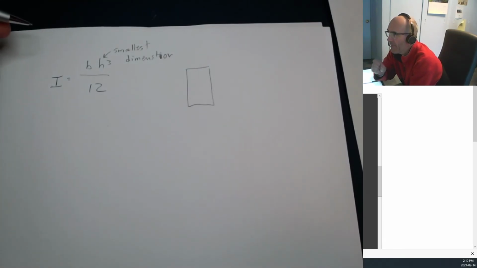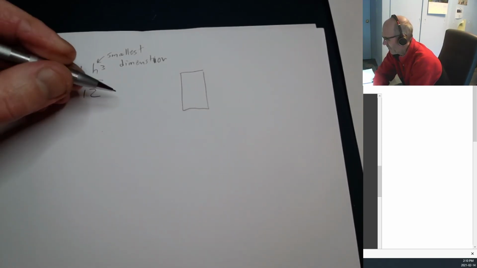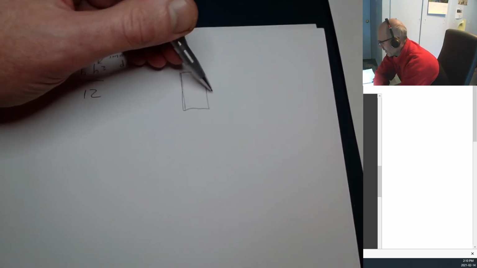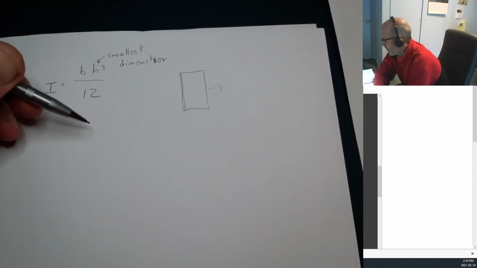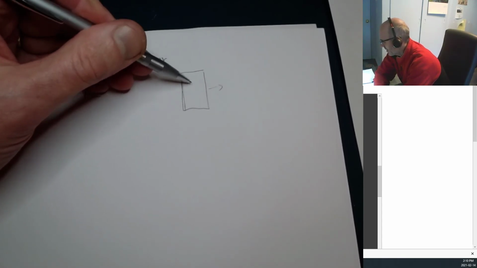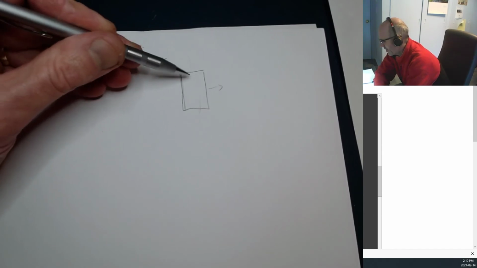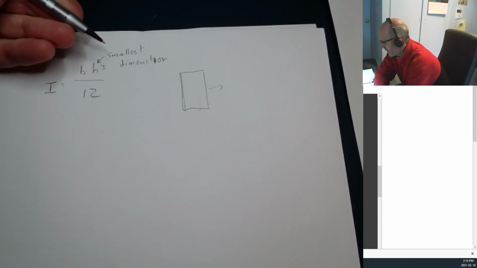Now, in beam bending, it's not the smallest dimension all the time. It could be the smallest dimension depending on how you've set it up. But we always know that if you've got a structure like this, it's going to buckle by popping out to the side. It's not going to flex that way because it's a lot stronger in this direction than it is in that direction, just because you've got more material here. It's going to pop out to the side.